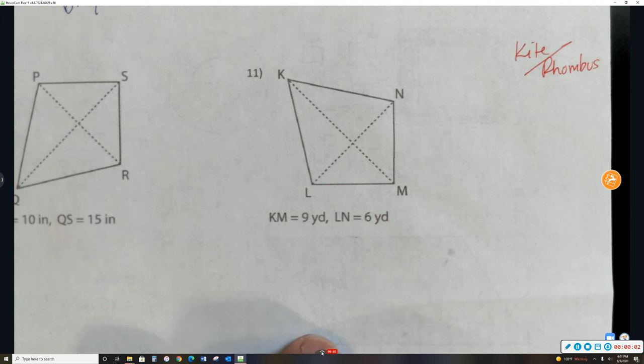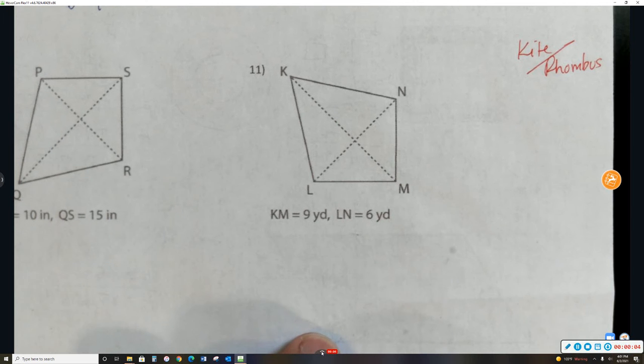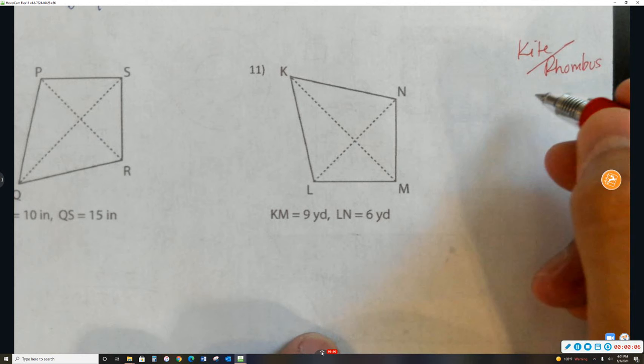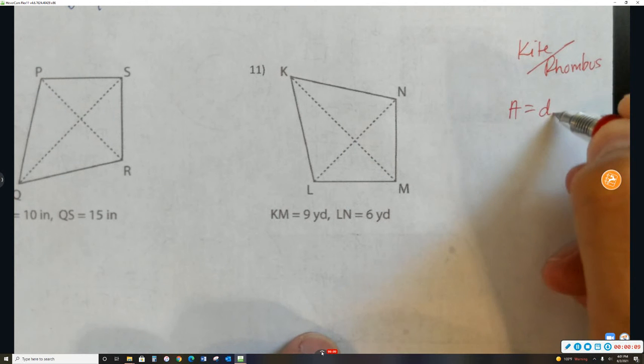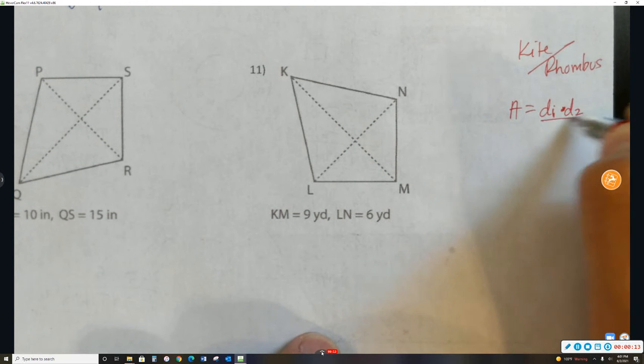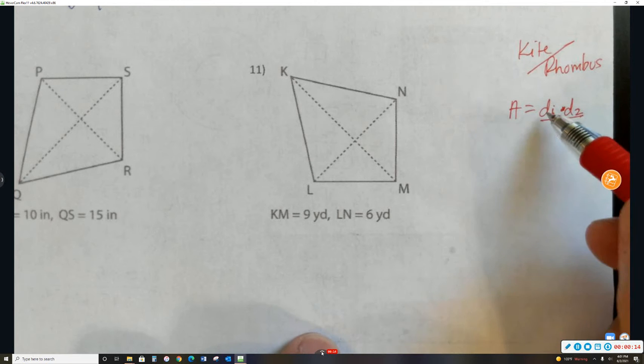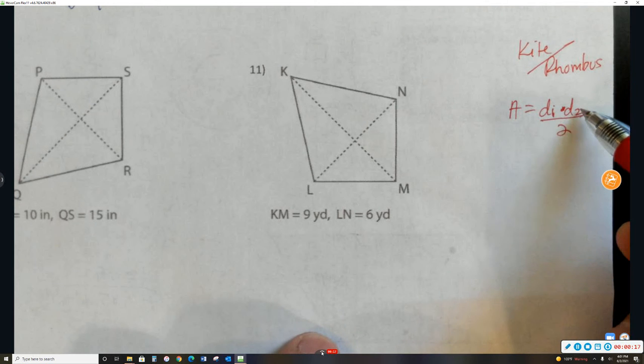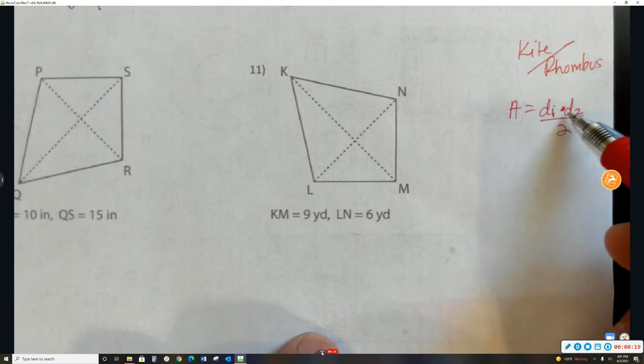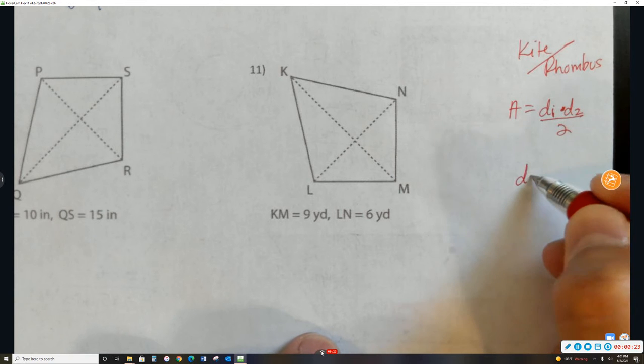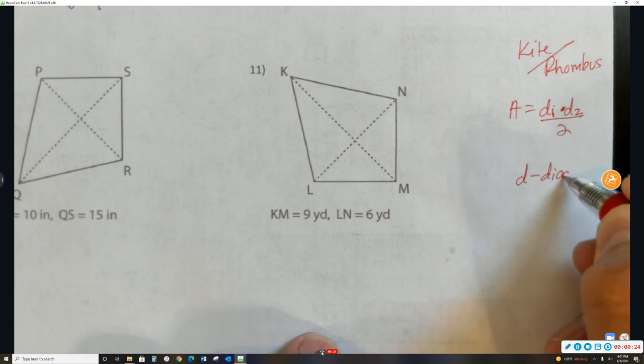Now the next figure is a kite, but this area formula is actually for a kite or a rhombus. It's diagonal 1 times diagonal 2 divided by 2. So this D stands for diagonal.